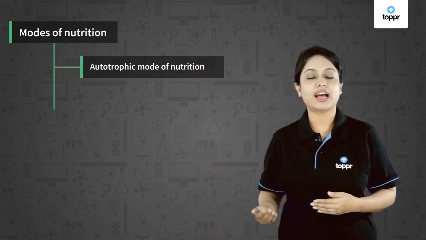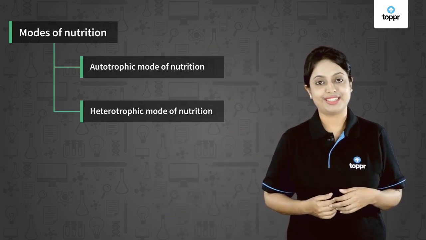Hey student, as we all know, some organisms synthesize their own food while other organisms cannot synthesize their own food. They depend on others for their food supply. The organisms that synthesize their own food are called autotrophs, while the organisms that cannot synthesize their own food are called heterotrophs. As a result, there are two modes of nutrition, autotrophic mode of nutrition and heterotrophic mode of nutrition.